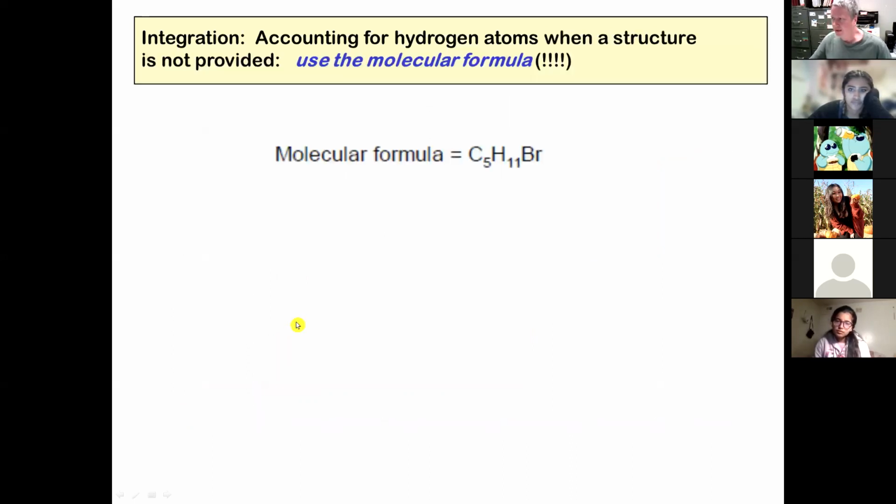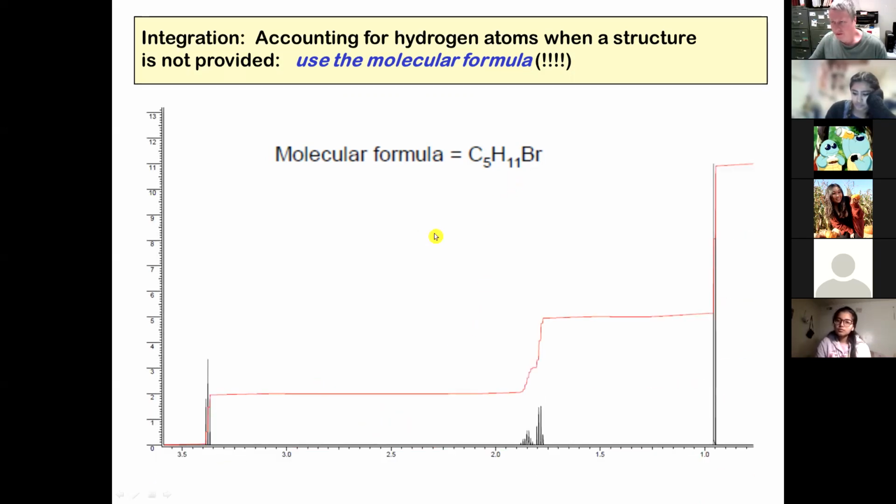Okay, how about this one? Molecular formula, C5H11Br. How many protons are here? 11, right? When the structure is not provided, we can use the molecular formula to count the hydrogen atoms, meaning I'm going to have to look at the integrations and have them add up to 11. We'll show the spectrum now and let's see if we can figure out 11. Okay, here it is.